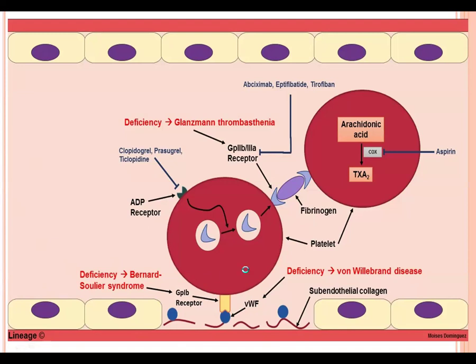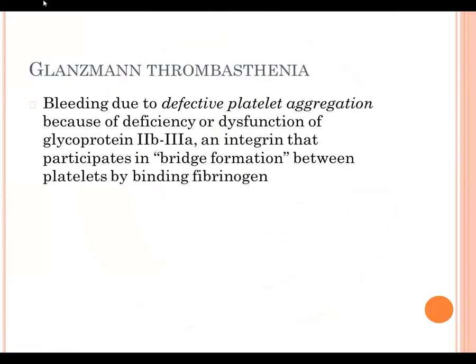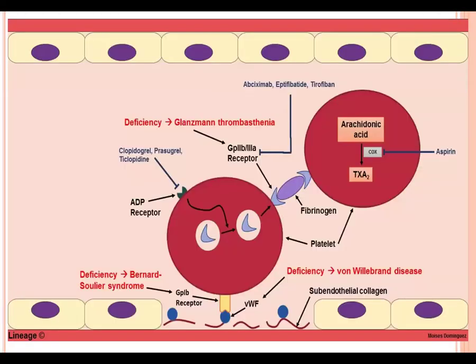Another disorder is Glanzmann's thrombasthenia. This is bleeding due to defective platelet aggregation because of deficiency or dysfunction of glycoprotein 2B and 3A, an integrin that participates in bridge formation between platelets by binding fibrinogen. Okay, so here you can see this picture again. The binding will occur, aggregation will happen here, and if there is deficiency of this, there is no aggregation. So this is known as Glanzmann's thrombasthenia, right?